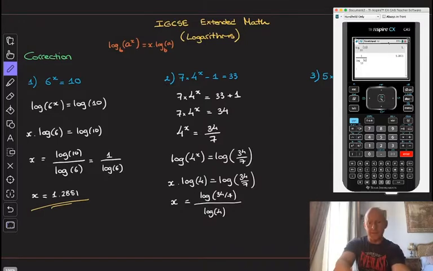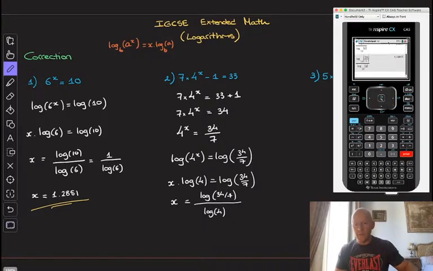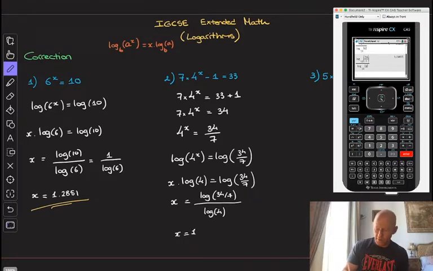To calculate that, we need to do the first log, so I'll do control 10 to the power of x, so log base 10 again, of 34 divided by 7, right? I exit the logarithm like so. I now divide all of that by log base 10 of 4. There we go. Exit and enter. And if I'm reading that correctly, I'm getting x equals 1.14005. And that's the answer for the second one.